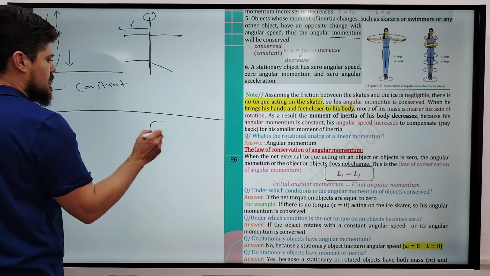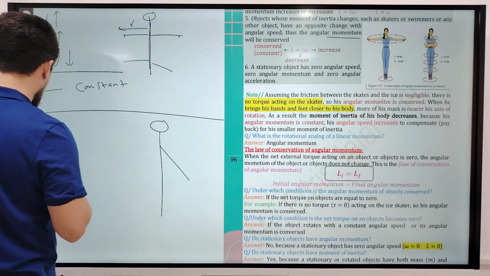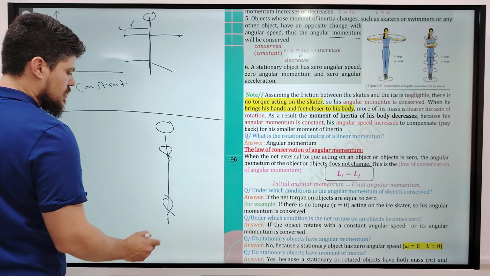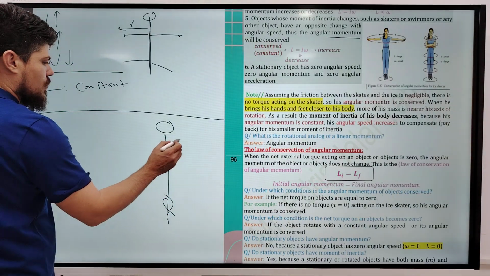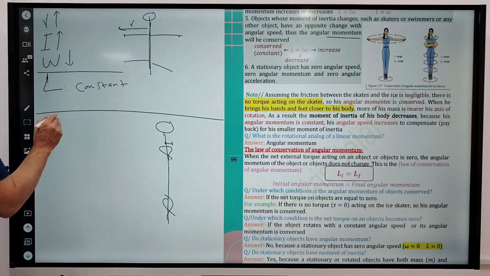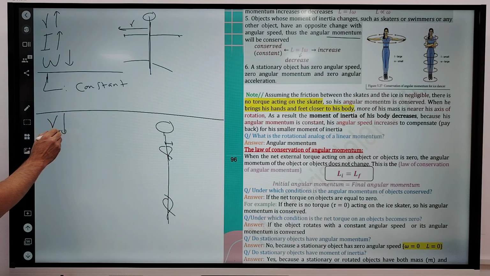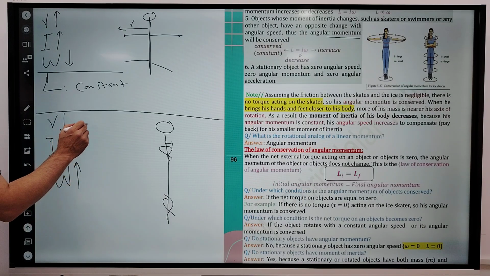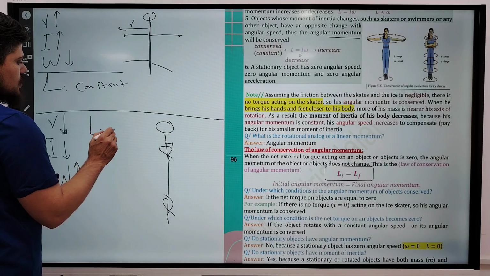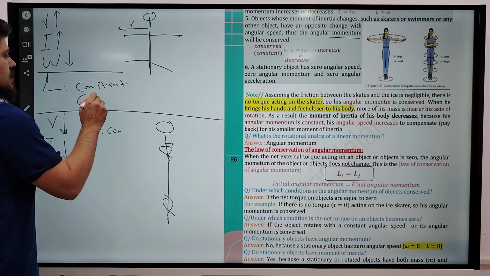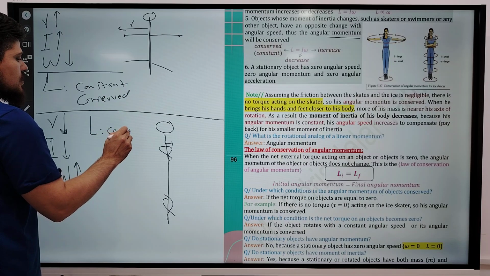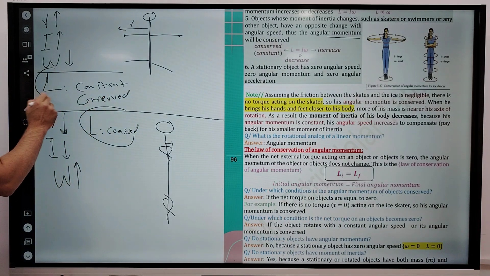In the second case, when the skater brings her hands close to her body, what happens to the radius? R decreases in this case. Okay. So the moment of inertia also decreases. What about the angular speed? It must increase. But L is still conserved, or constant. Okay. L is conserved.